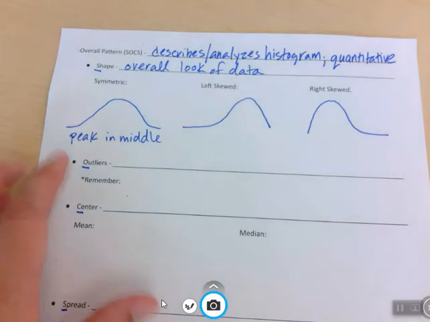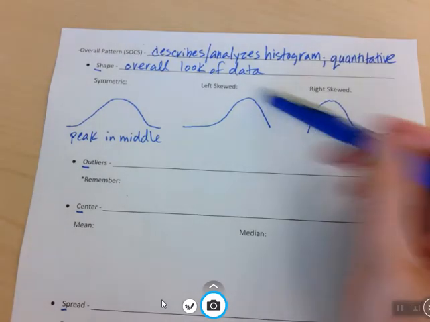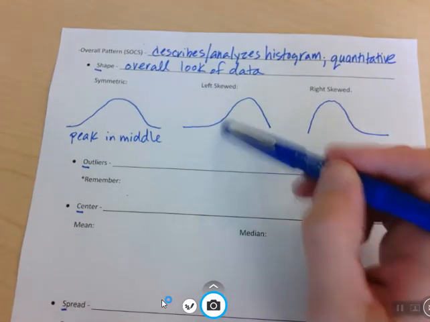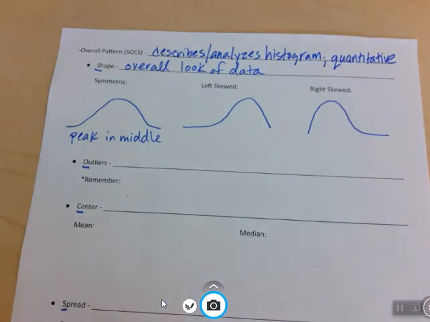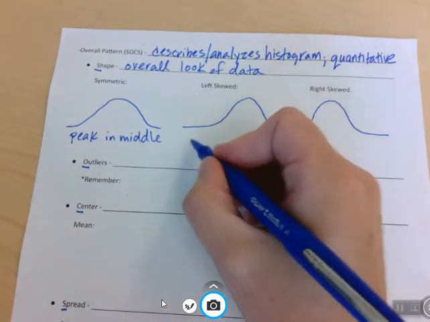But not all graphs are symmetric. For example, your grades in classes. In classes, most of you get grades that are between 64 and 100. So most of your grades are in here, but a few of you might get grades that are lower than that. That would be this tail over here. So that would be an example of a left skewed graph. A left skewed graph points to the left, or it has a left tail.